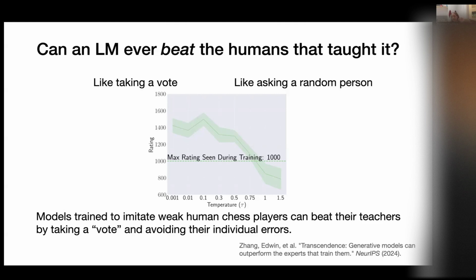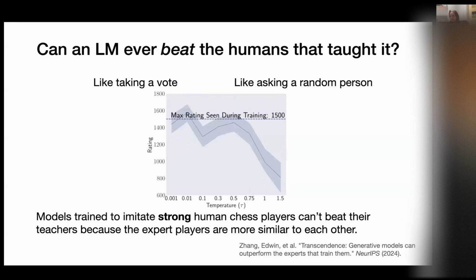And you can see that when the temperature is one, where the model is acting more like any one individual in the population, then its ELO rating is close to matching the ELO rating of the people that taught it. Whereas if you take the majority vote, which is this low temperature, which is closer generally to how language models act in practice when you're talking to ChatGPT, they tend to have a lower temperature, not a super high temperature. Then they could potentially outperform any one person they're exposed to, but only if those humans are very diverse in their mistakes.